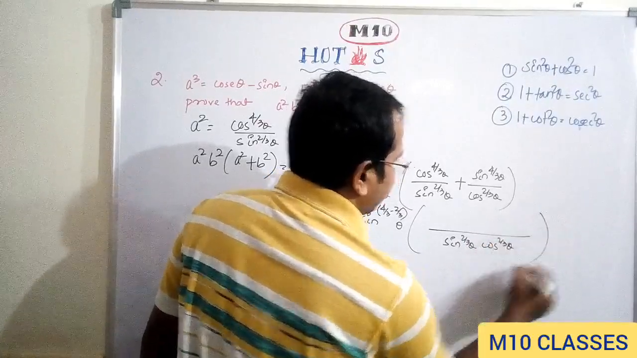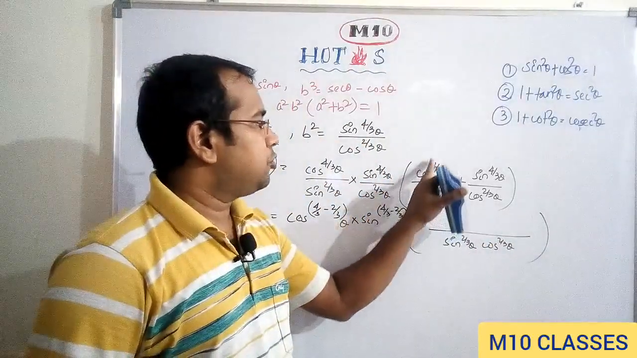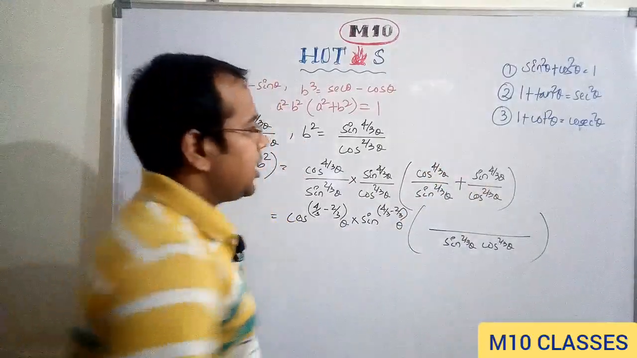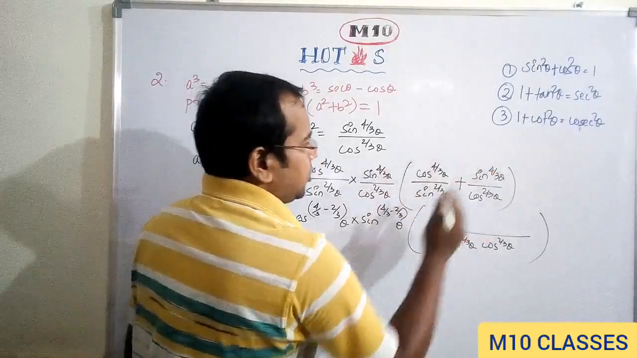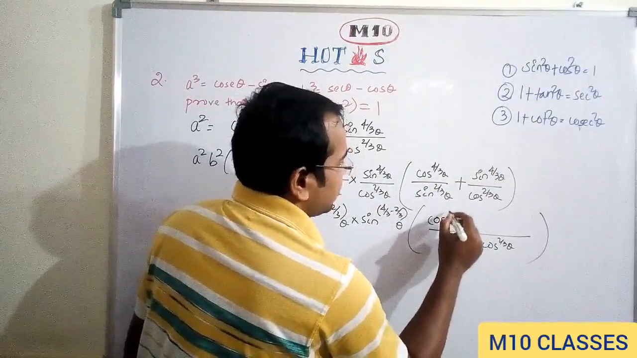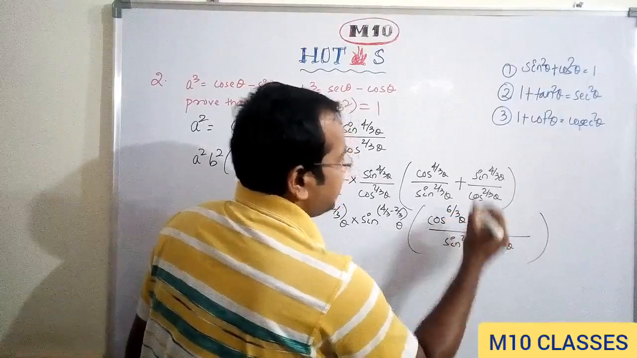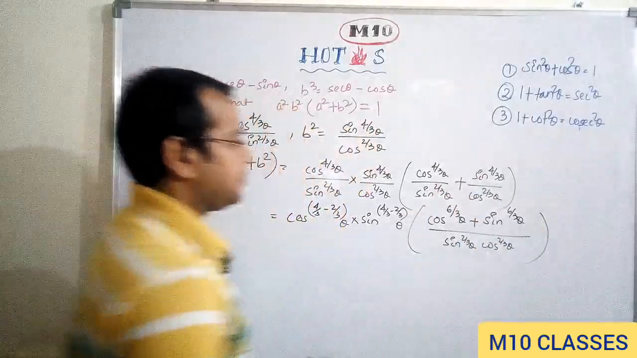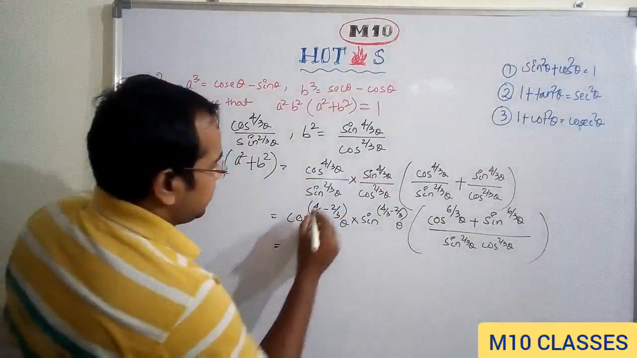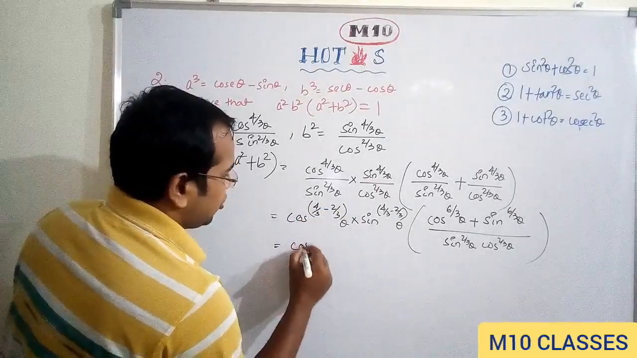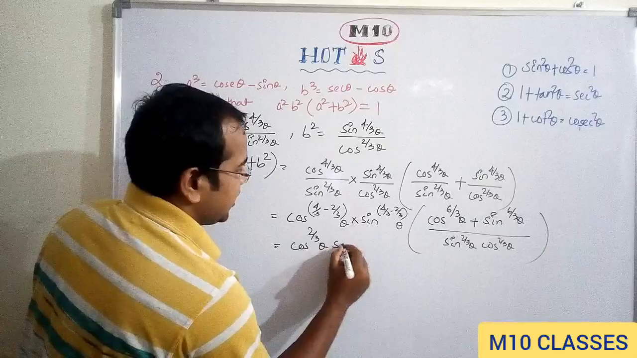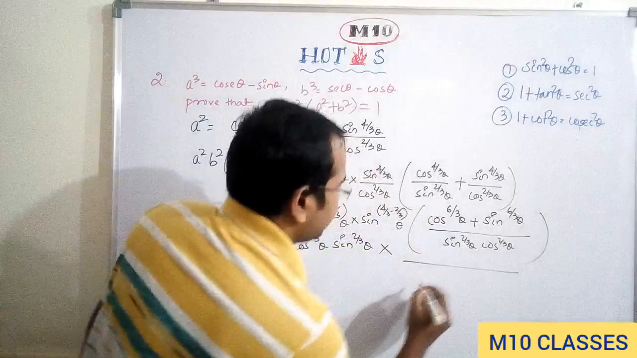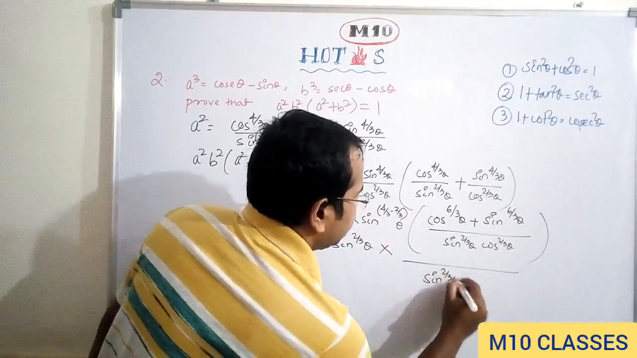Now see, cos to the power 4 by 3 theta into cos to the power 2 by 3 theta. The power will be added, so 4 plus 2 is 6. So you will get here cos to the power 6 by 3 theta. Also you are going to get sin to the power 6 by 3 theta. Now see what you are going to get. 4 minus 2, you will get cos to the power 2 by 3 theta, sin to the power 2 by 3 theta into, here in the denominator part you are getting sin to the power 2 by 3 theta into cos to the power 2 by 3 theta.